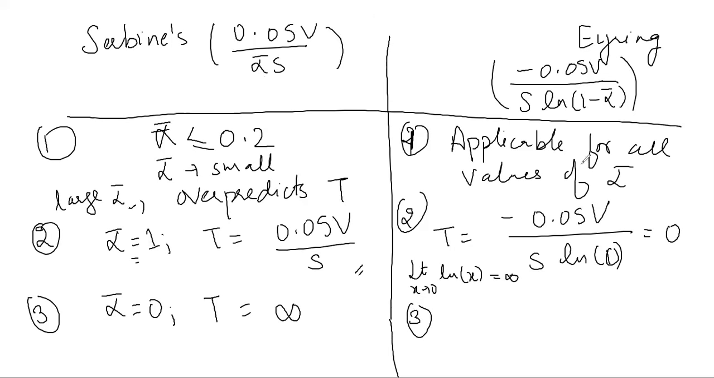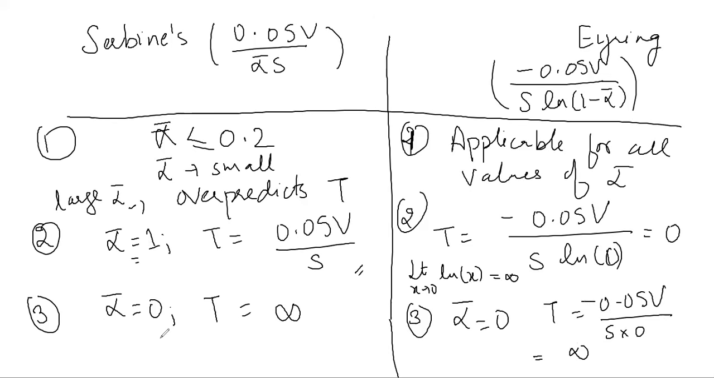In the similar case here, if you put alpha bar equal to 0, you will have ln of 1, and ln of 1 would go to 0. Again, in the limit when x tends to 1, ln x goes to 0, and that would lead to your expression for this being also infinite. S multiplied by 0, and you will get your answer to be infinite here.